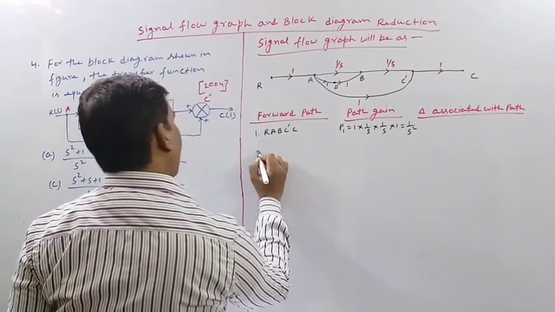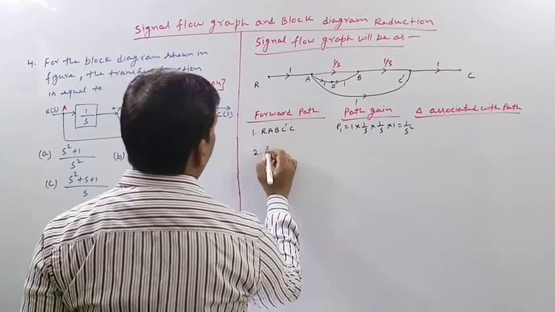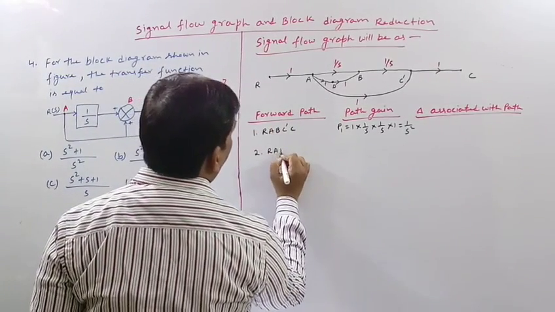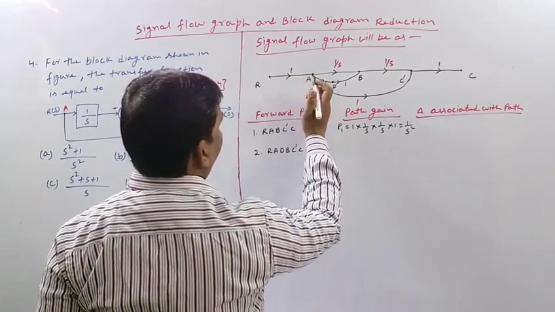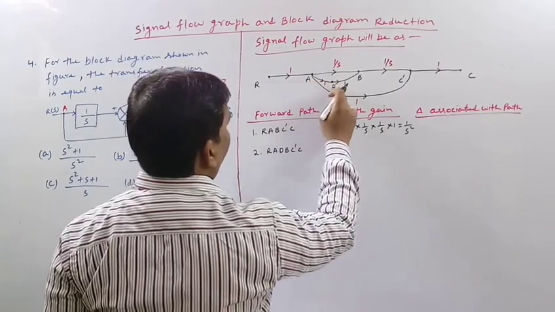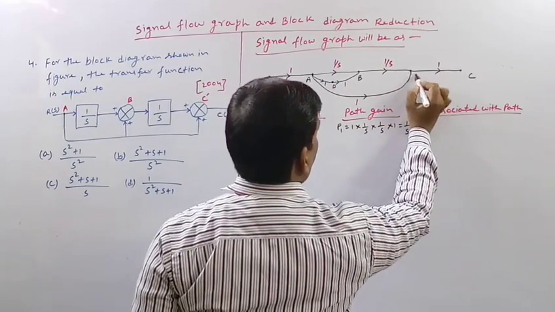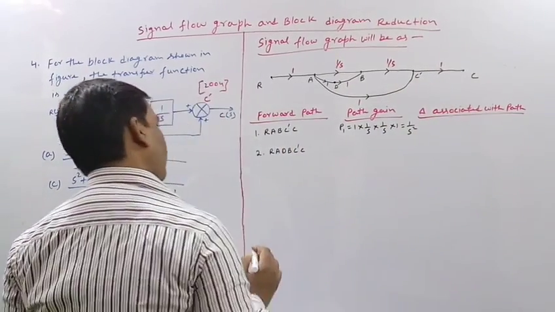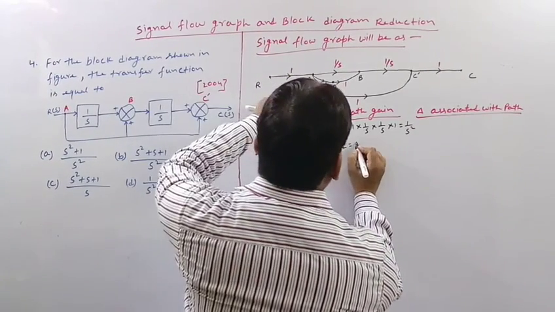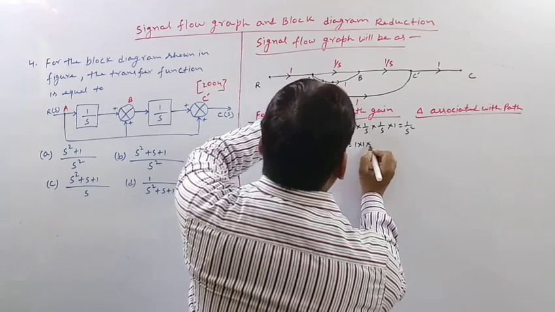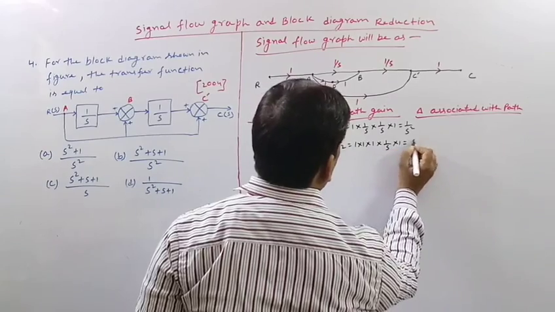The second path will be R A D B C dash C. This point is C dash. Let us denote its path gain as P2. What will it be? 1 multiplied by 1 multiplied by 1 multiplied by 1 by s multiplied by 1. So it will be 1 by s.